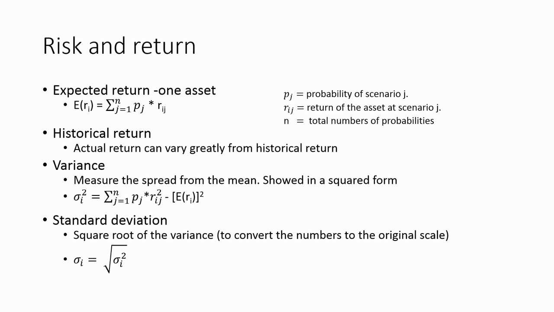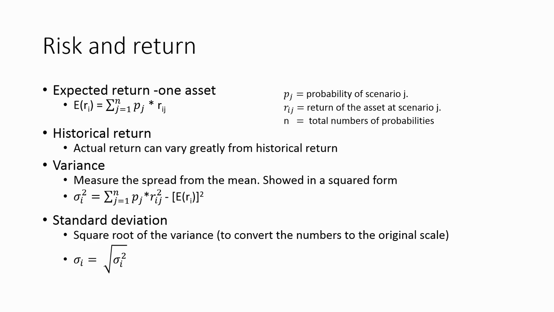Risk and return. The expected return is calculated by summing up the return of each scenario of an investment multiplied by their probability of giving that return. You can also use historical return to calculate the expected return, but the actual return might vary greatly from historical return when there are changes in the unsystematic risks, like new products, new competition.